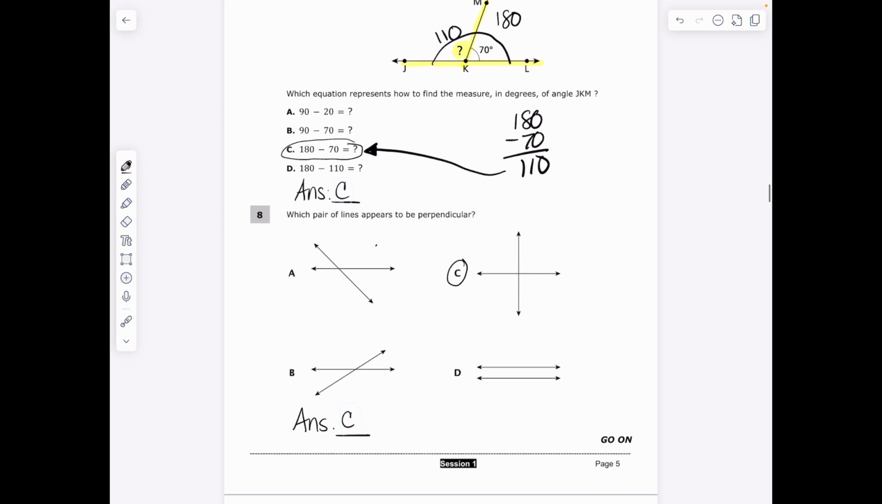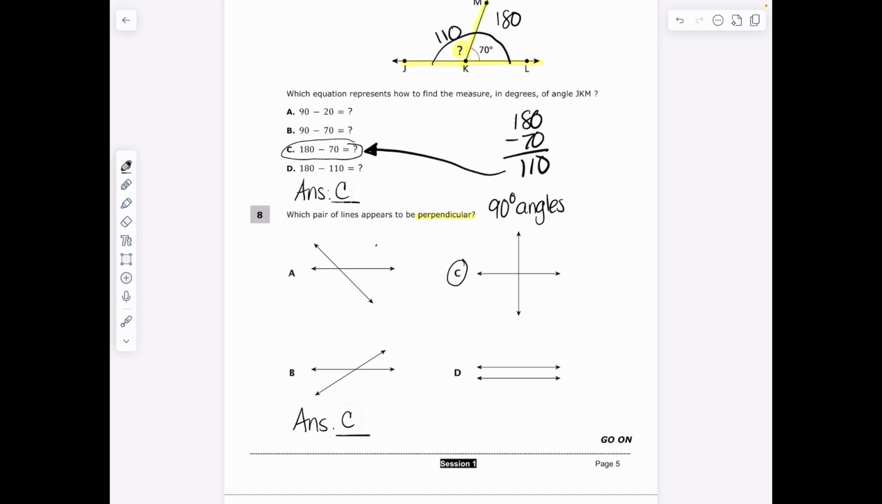In the second one, which line pair appears to be perpendicular? As soon as you think of perpendicular, I want you to think of the word 90-degree angles. These are two lines that when they cross together, it's kind of like when you play Call of Duty, the crosshairs, like when you're aiming and looking for things. So they make perfect right angles.